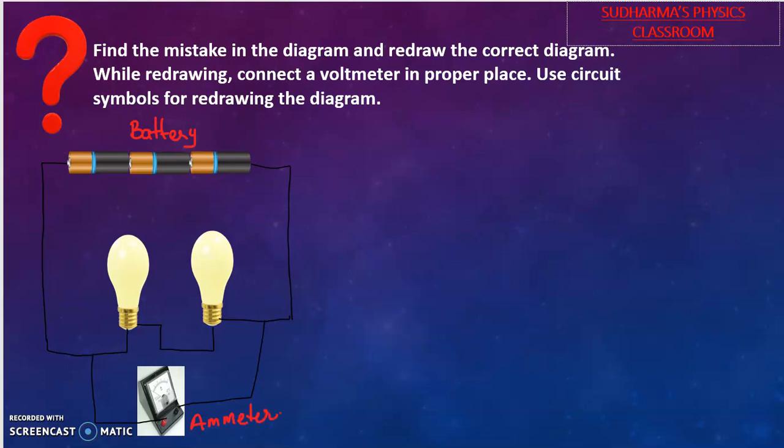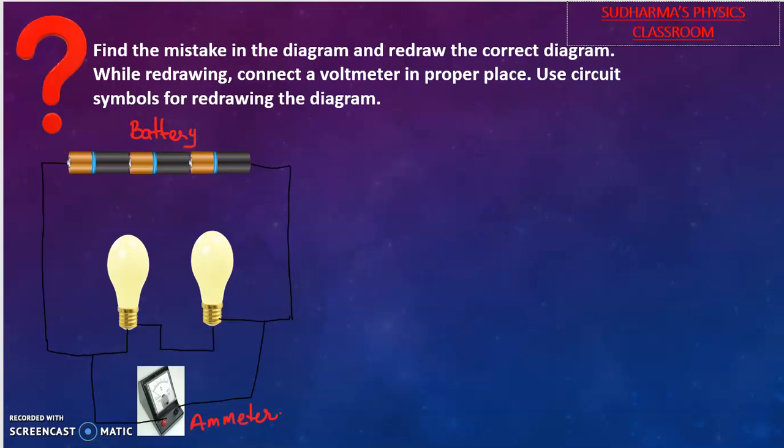So we have to find out the mistake in this diagram. And once we find out the mistake, we have to redraw this diagram. While redrawing, we have to use the circuit symbols, because definitely we cannot draw the battery and the bulbs in a perfect way, right? So we are going to follow our circuit symbols, and now we have all our symbols in our mind. So let me draw the battery first.